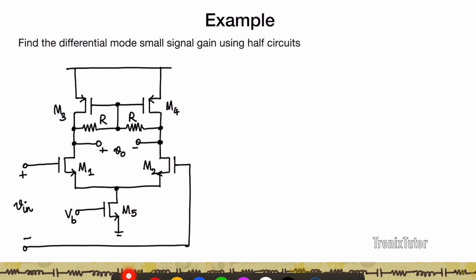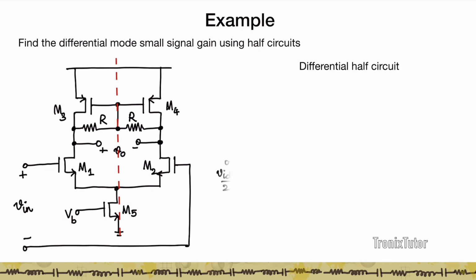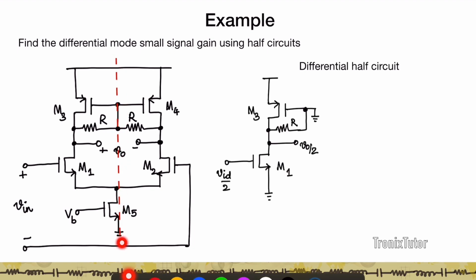Find the differential mode small signal gain of this using half circuits again. Here you have a 5 transistor circuit. First things first, start with the line of symmetry. The line of symmetry is right there. So when I draw the half circuit, my M3 is right there, my R is there. Now this point is going to be small signal ground, so that is shown here because it falls right on the line of symmetry. My M5 disappears because this node goes to virtual ground.